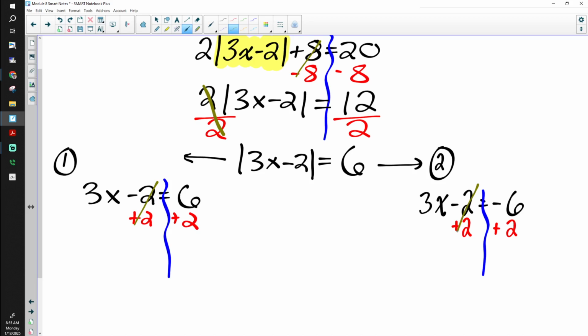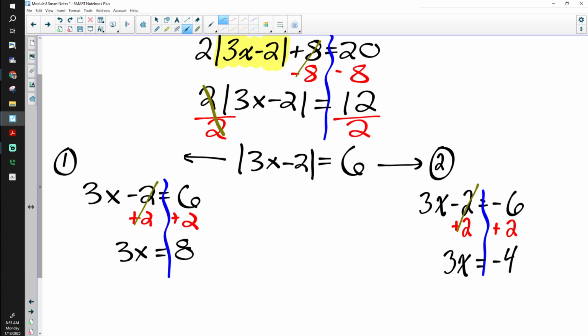Here's what your first step for both should look like. Right now there's a minus 2. I'm doing the opposite, which is to add 2. Add 2 to the left, add 2 to the right. Okay, when I add 2, I get 3x equals 8 for case 1. And I get 3x equals negative 4 for case 2.